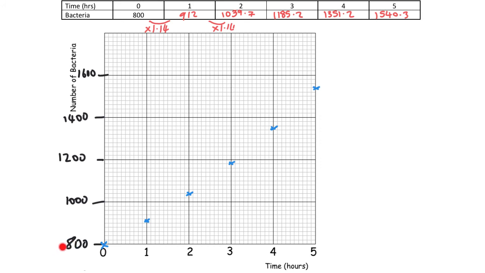So what I've done is I've added in the scale. I started at 800, and I've used each 10 squares as worth 200 bacteria, so one small square is worth 20. I've plotted 0 and 800, 1 and 912, 2 and 1039, 3 and 1185, and so on. And now I'm going to join them up with a nice smooth curve.